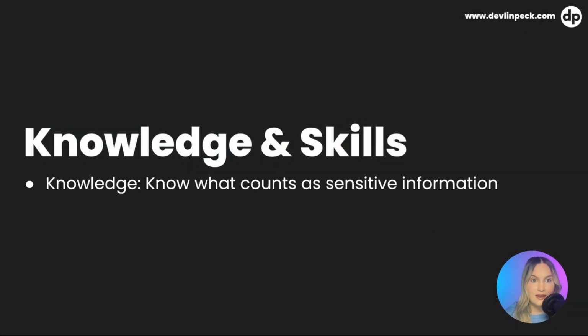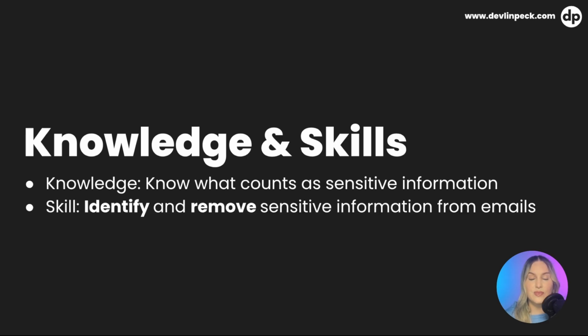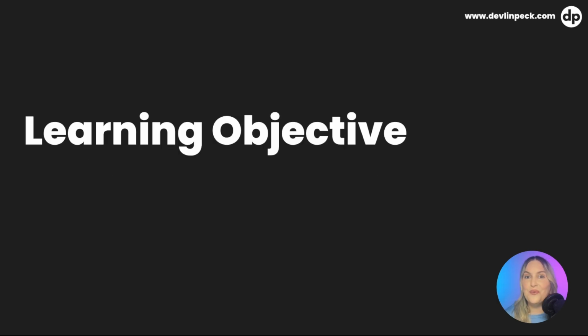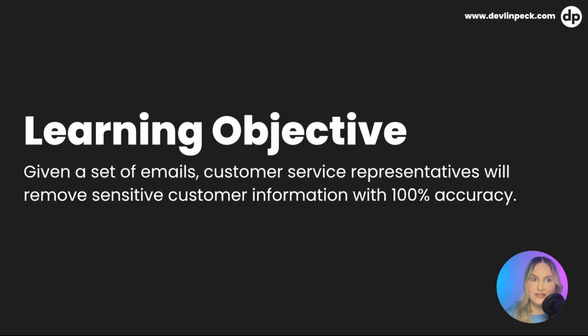So one thing they need to do is know what counts as sensitive information. That's really important. And in terms of skills, they need to not only identify, but also be able to remove sensitive customer information from those emails, which is really, really important. So now we have our challenge, we understand the goal, and we understand the knowledge and skill. You can probably see why this turns into the learning objective of: given a set of emails, customer service representatives will remove sensitive customer information with 100% accuracy.